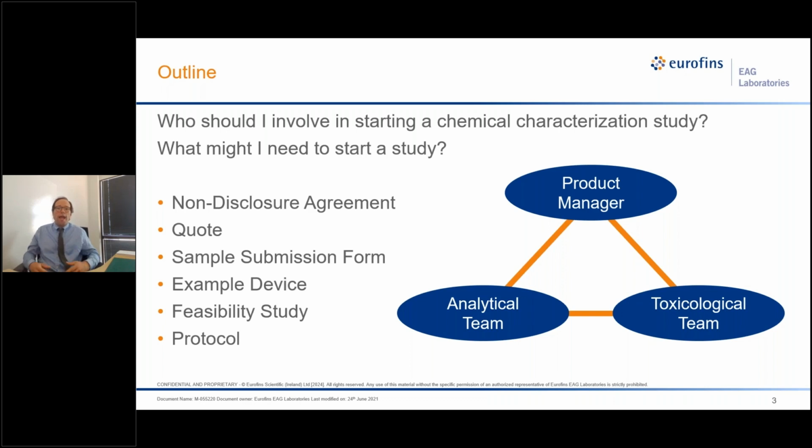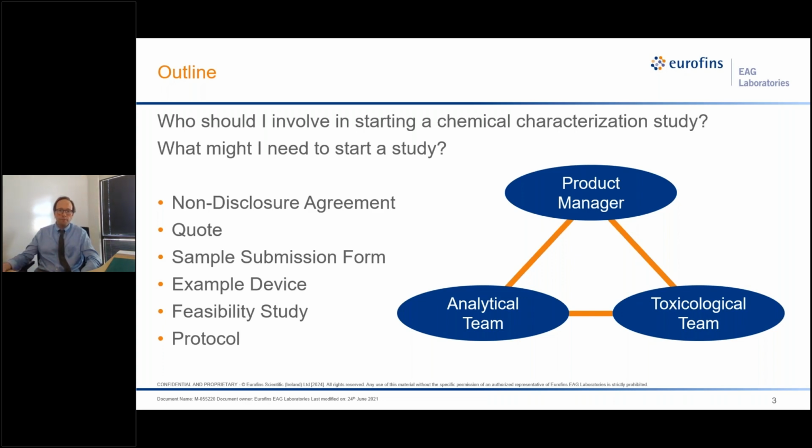This triad of parties is something I'm going to be touching on again and again, and I think you'll see it's a pretty common theme throughout this entire webinar. I'm also going to talk about some items that you might need or want to have to start a study. Those will include the non-disclosure agreement, quote, sample submission form, example device, feasibility study, and the protocol, which will be the result of everything. This will be the item that then initiates the next step, which is the actual execution of that study.